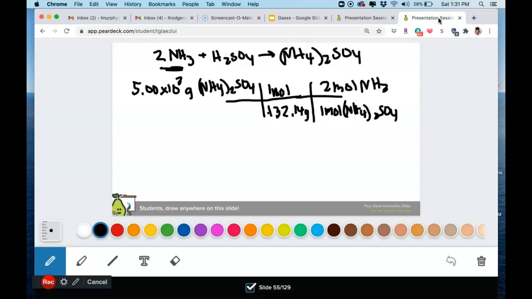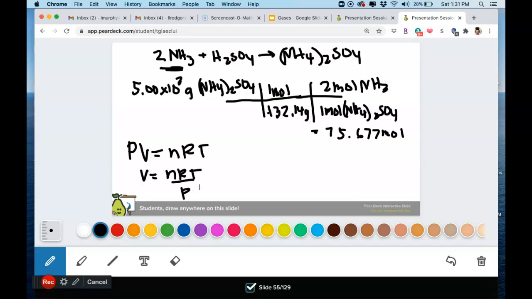Remember, do not round till the very end. You don't want to be rounding your numbers. If you write it down rounded, that's fine, but keep the whole number in your calculator. So this is like 75.677 something moles. Okay, so write PV equals nRT, and they want volume, so V equals nRT over P. So let's plug in. So my moles, 75.677 something moles.